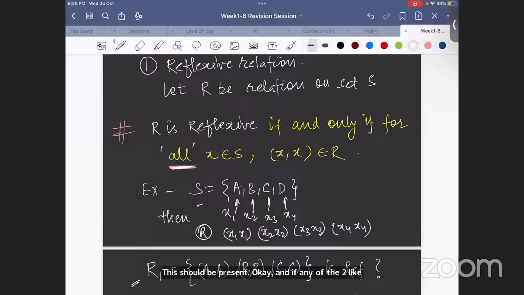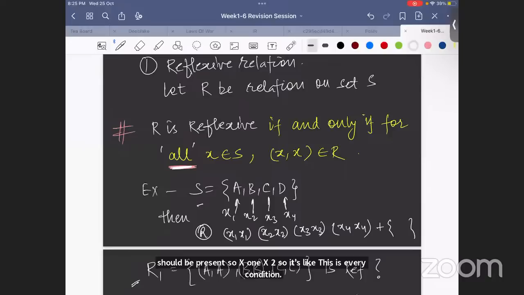Why did I say this? Because all X should be present. So X1, X2, X3. So it's like a necessary condition. All should be present. And apart from this, anything else present, you should not be worrying about. If anything else is there or not, it's a reflexive already.